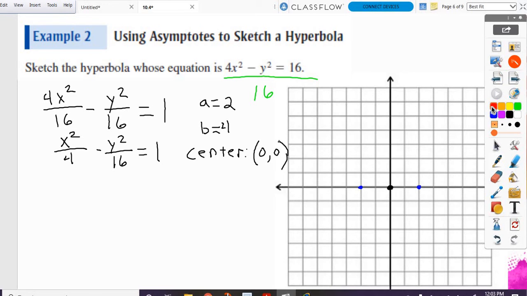So what our box method does is I use my vertices as my first 2 points, then I'm going to take my b value, and I'm going to go up and down that many, and create 2 more points. And then it's called the box method because I'm going to draw a box using those 4 points that we have. And then our asymptotes are going to be created by making 2 lines that go through the corners of our box and the center.